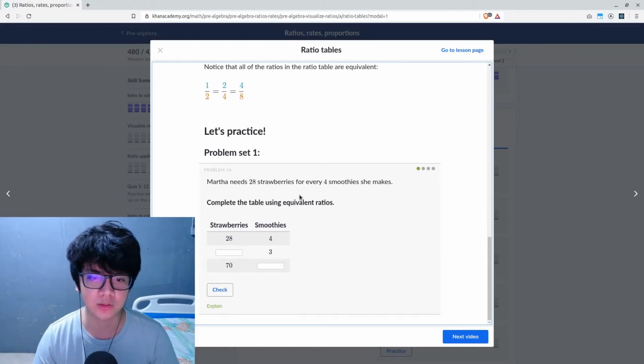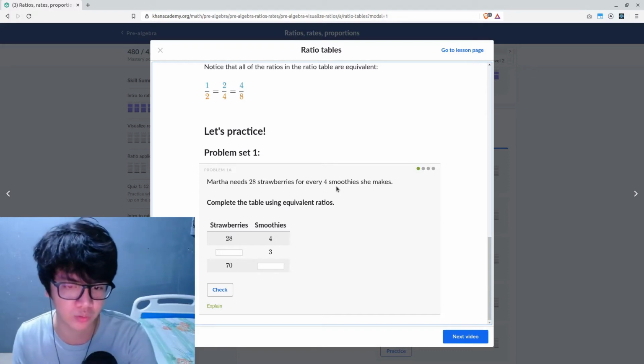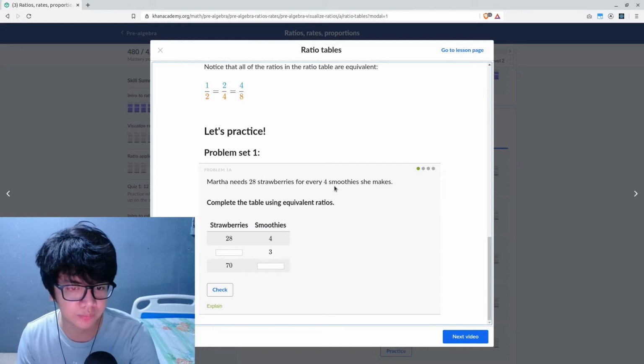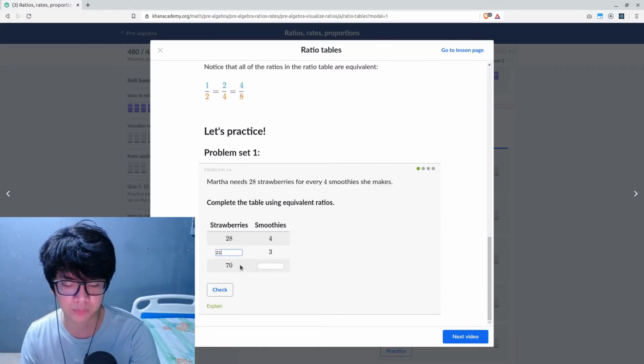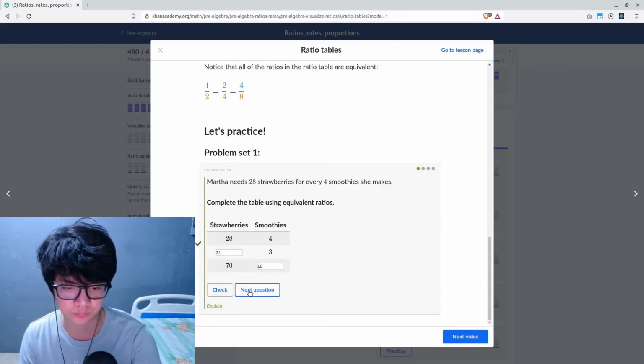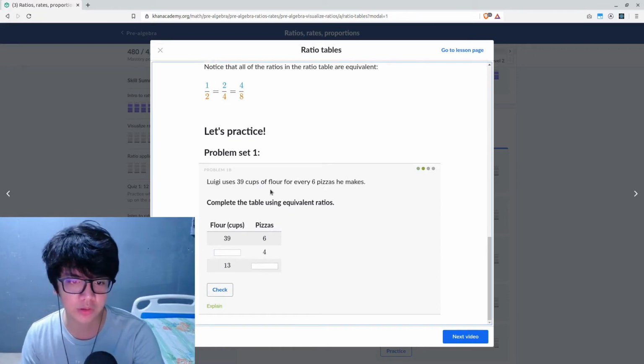Martha needs 28 strawberries for every 4 smoothies she makes. Complete the table using equivalent ratios. For every 4 smoothies she makes, okay, so this is by 7, so it's going to be 21. And then 10. Luigi uses 39 cups of flour for every 6 pizzas he makes.